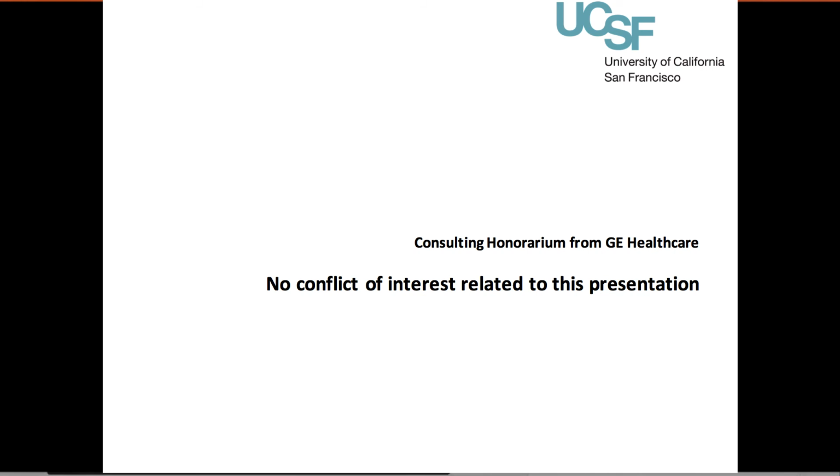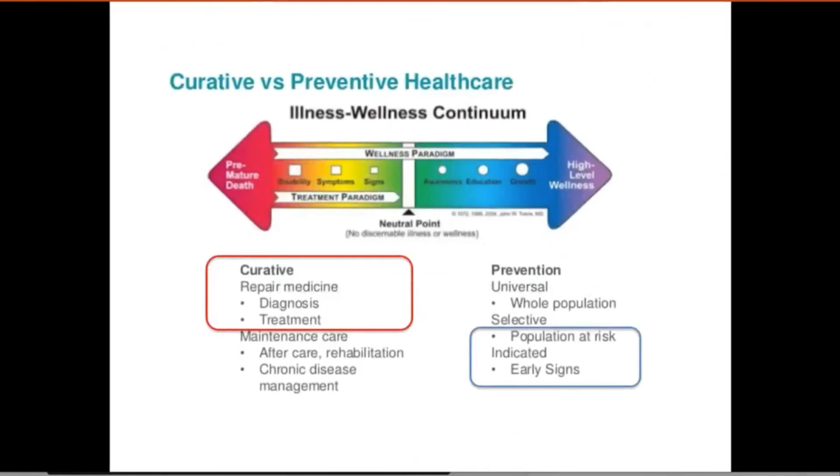You are all, of course, aware of this kind of dichotomization that we usually make between the two different types of health services. One is described as curative, which is really what we call repair medicine, where we want to diagnose and treat some condition. The other, on the other side of the spectrum, is preventive medicine, where we essentially want to identify some population at risk based on early signs.